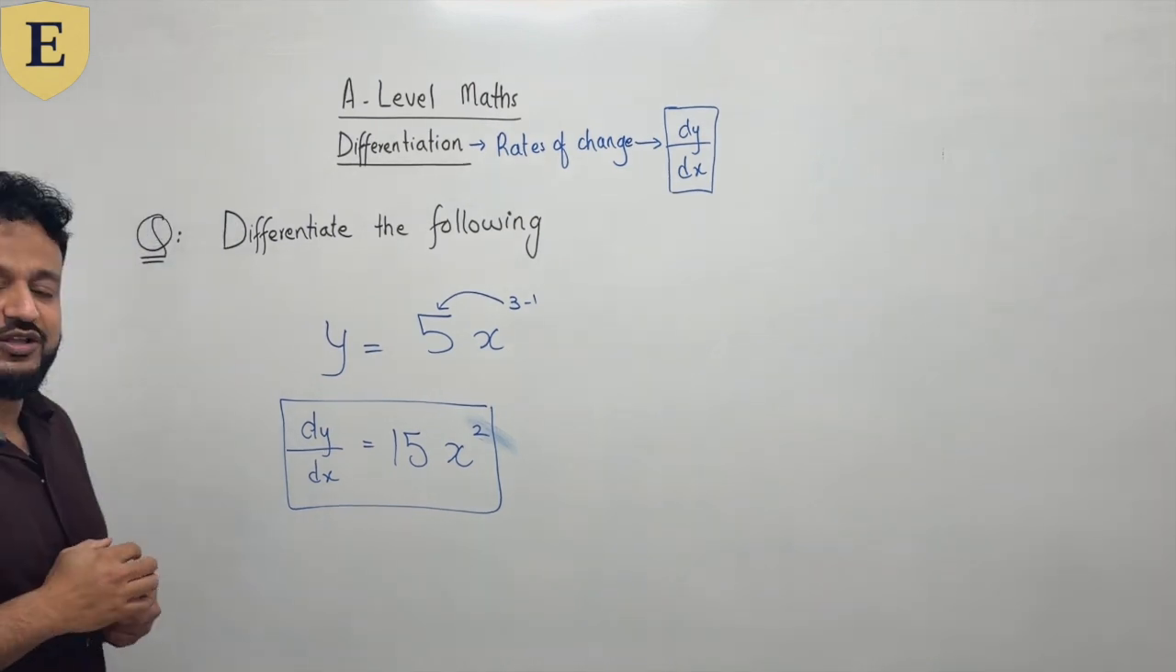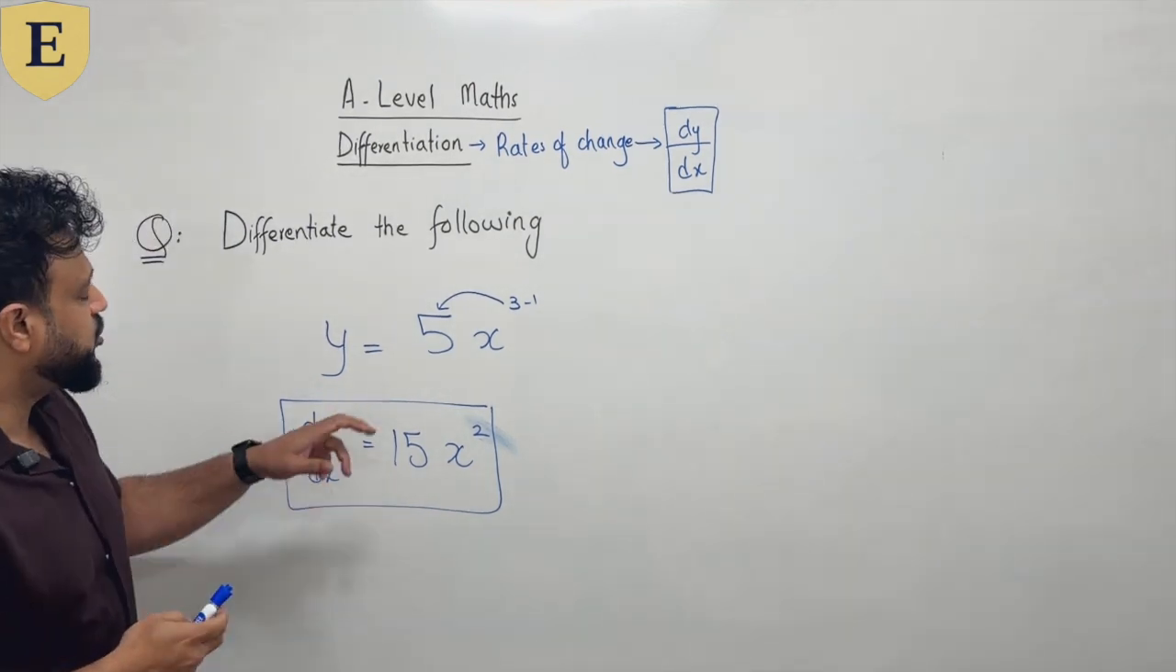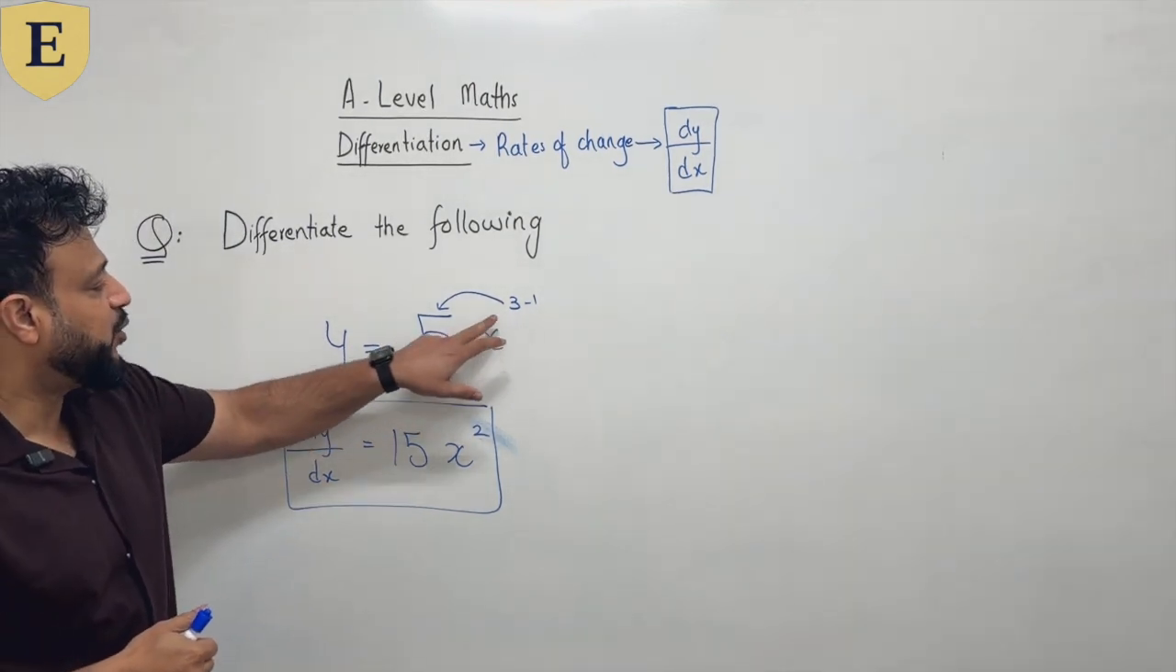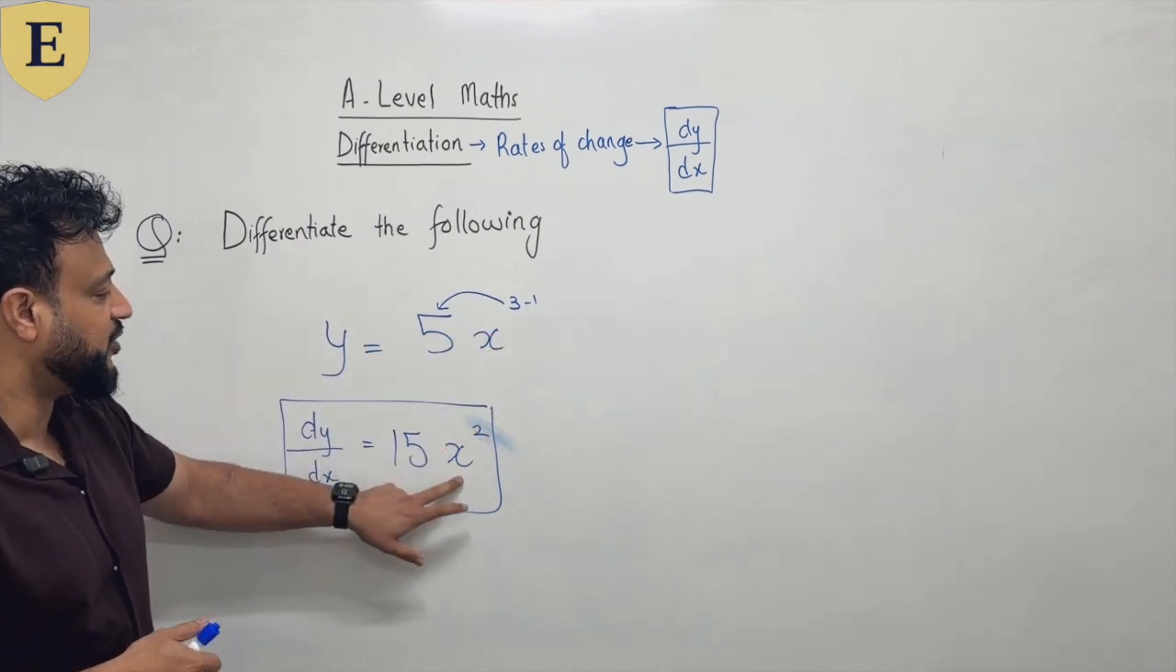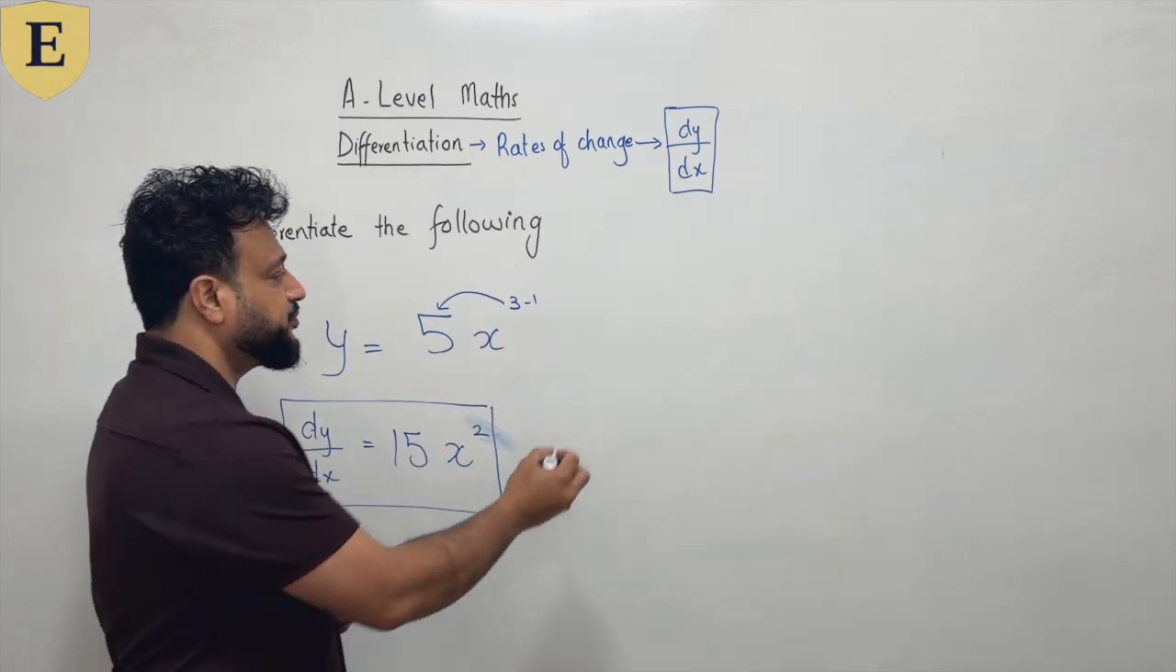So I'll reiterate this, I'll go over this again. What you do is you multiply the power with the coefficient and then take 1 away from the power, and that's your answer. Let's do another example.